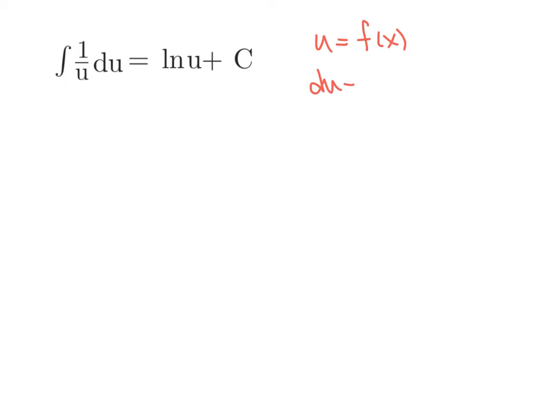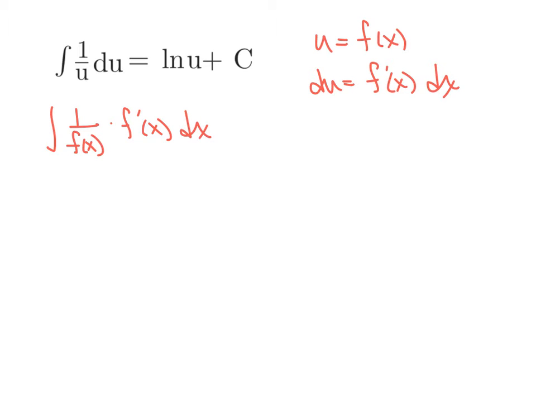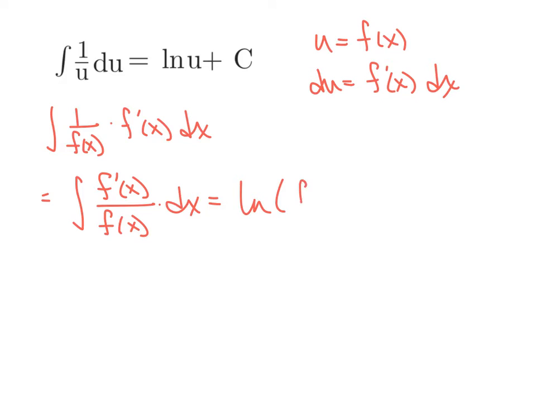Then du is going to be f prime of x dx. And what that means for us is that we can rewrite this integral as being the integral of 1 over u, which was f of x, du, which is f prime of x dx. Or if we clean that up, it would be f prime of x over f of x dx is going to be equal to the natural log of u, which we said was f of x, plus c.